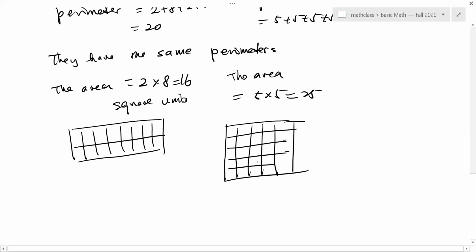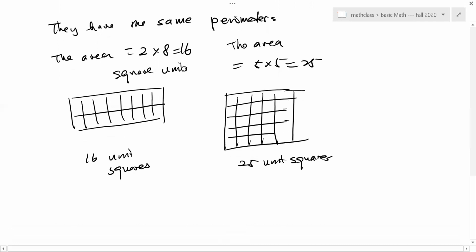So if I give you a fixed length of fence, which is 20 feet long, it's better to make a square vegetable garden instead of a rectangle. If you're free to make any shape of rectangle, then you should make a square. This one has 25 unit squares, and this only has 16 unit squares. Much smaller, but uses the same length.